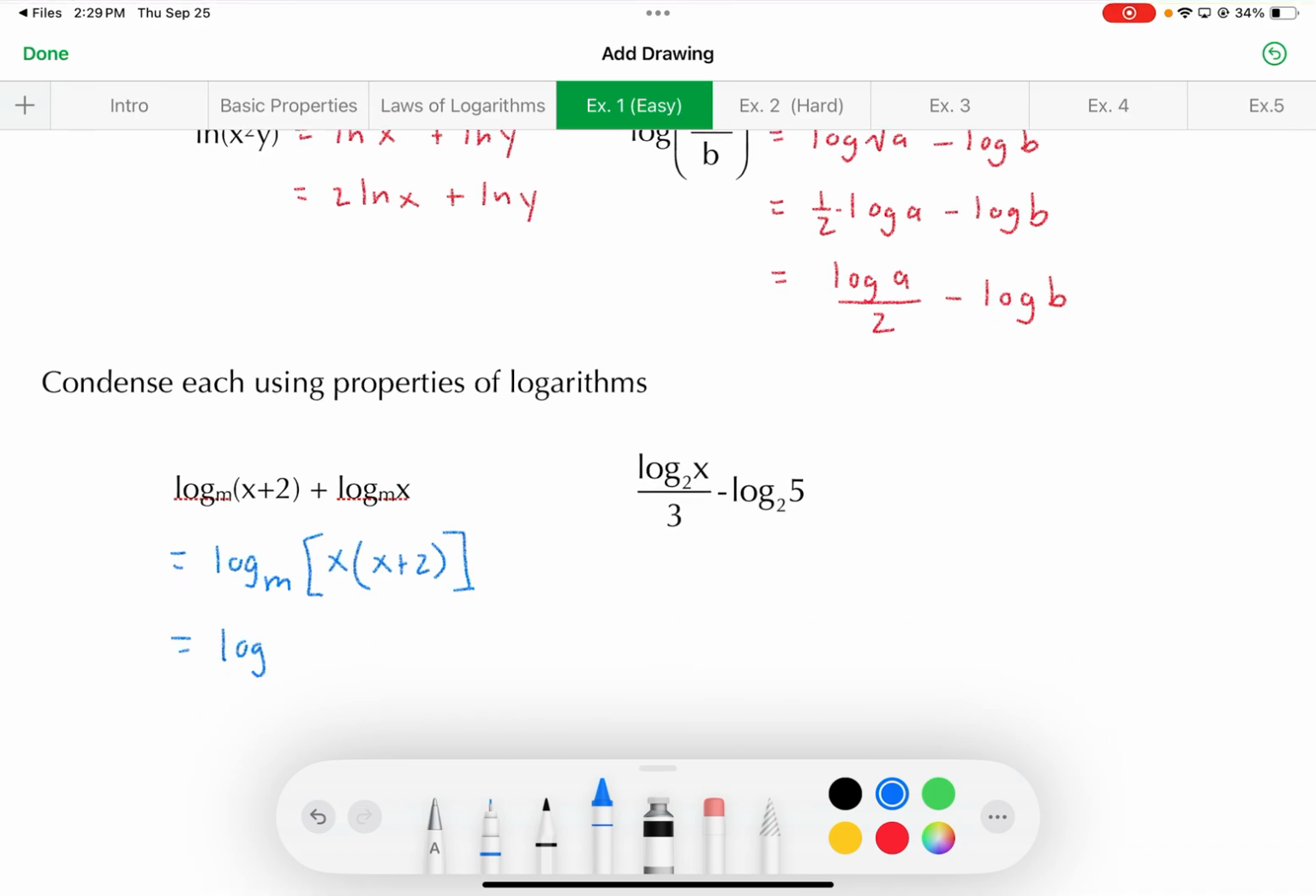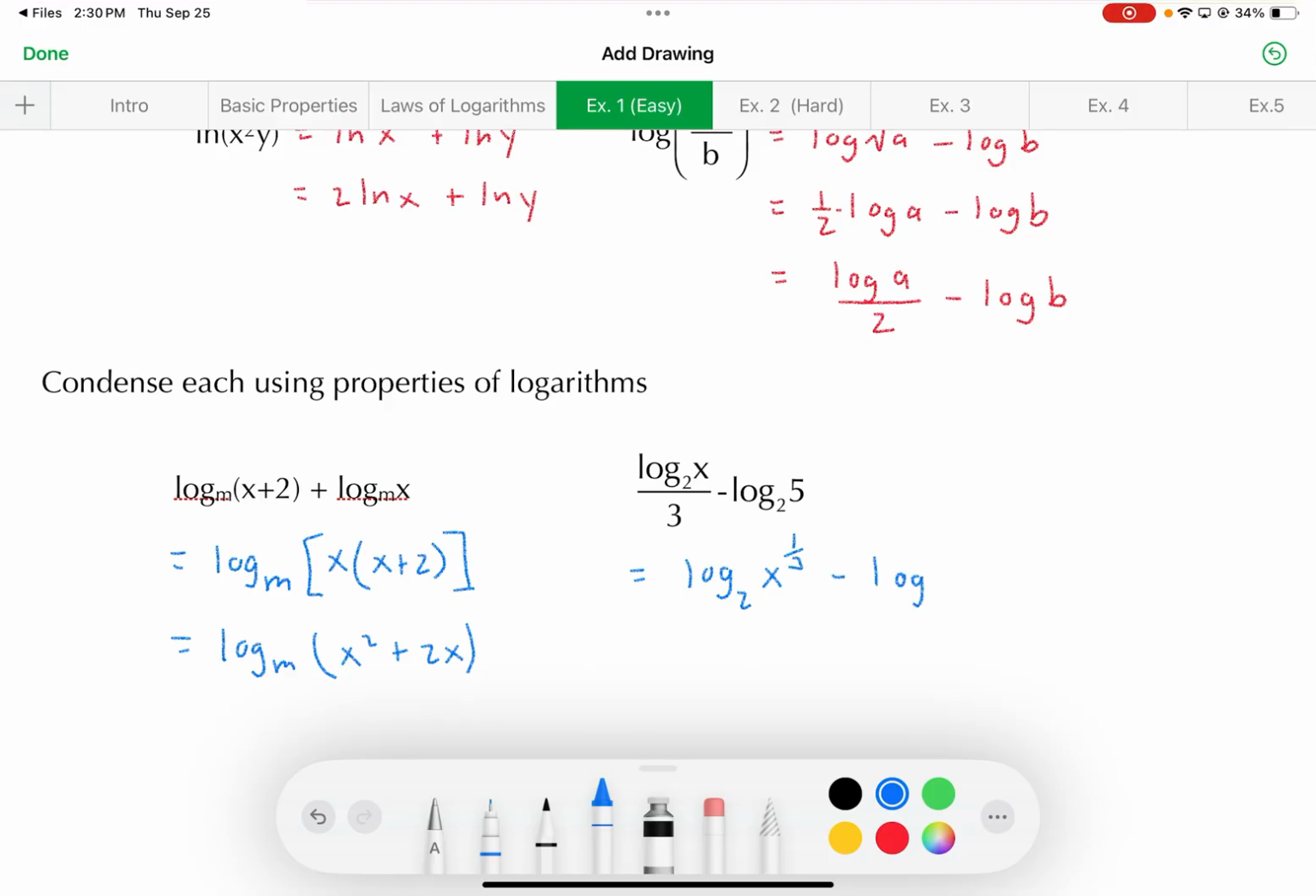Okay, and I'll actually multiply that out and end up with x squared plus 2x. Parentheses are absolutely necessary there around the argument. Okay, log base 2 of x divided by 3. Isn't that the same as log base 2 of x to the 1/3?